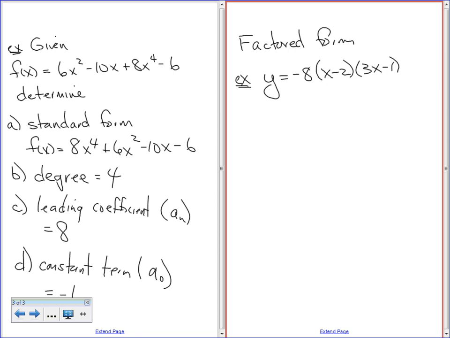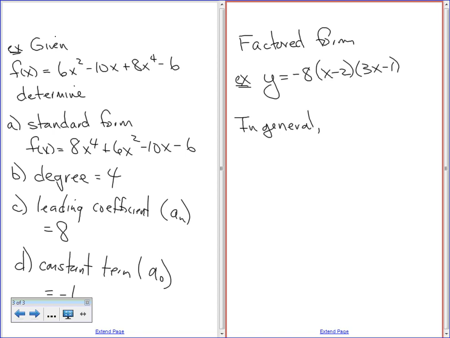Anybody tell me what the intercepts would be? Okay, so 2 from here, because you want to know what makes this 0, that'll be 2. 1/3 from here, but the 0 would only be if you had an x there. Okay, so if it doesn't have anything, then there's no intercept. Okay?